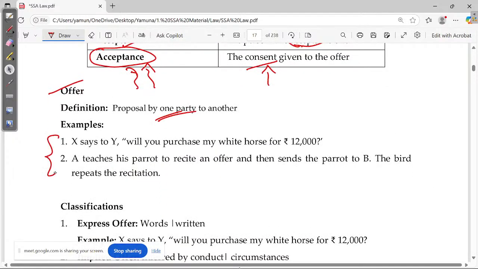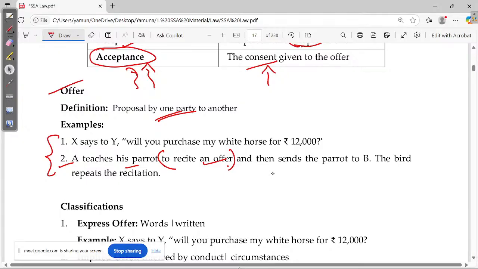Let me go for the example. Let me go for the second example. A teaches his parrot to recite an offer. What do you mean by recitation? Whatever the words are, used without any change, without any meaning change or word change, you have to just repeat it. That's what I call recitation.